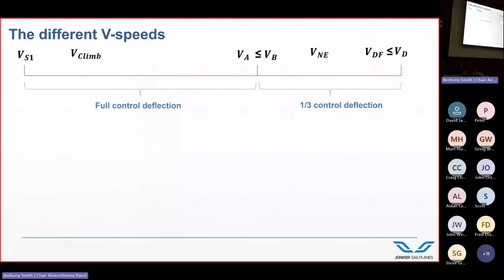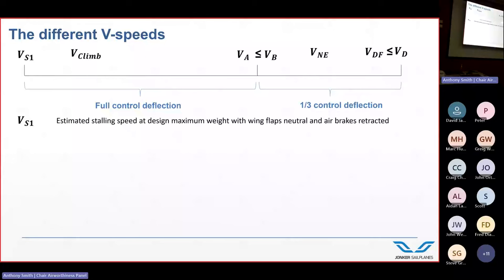The next one on that line is V-climb. So this is the speed which is not defined in the certification requirements, but it's what we design the aircraft to climb well for. So say at this speed range, we would like the aircraft to perform nicely. Then the next one on the line is VA. That is your maneuvering speed. So let's look at the line there.